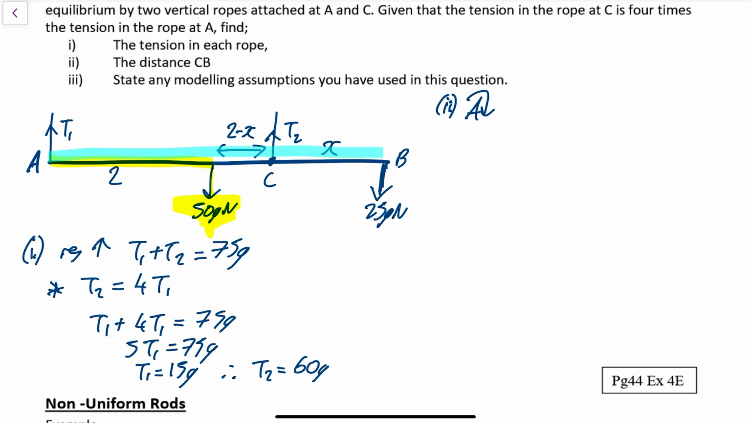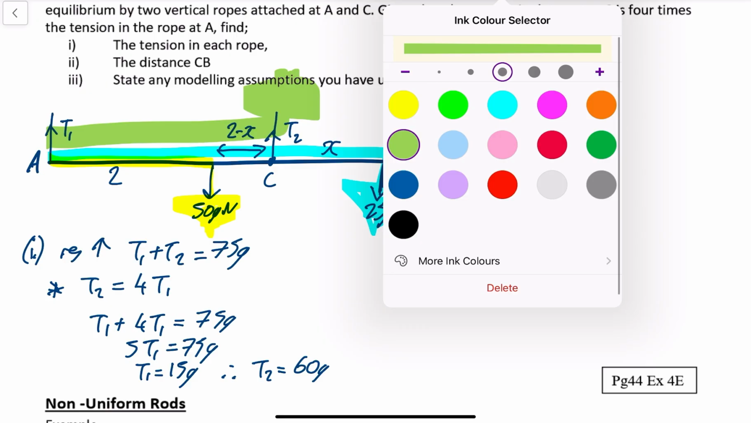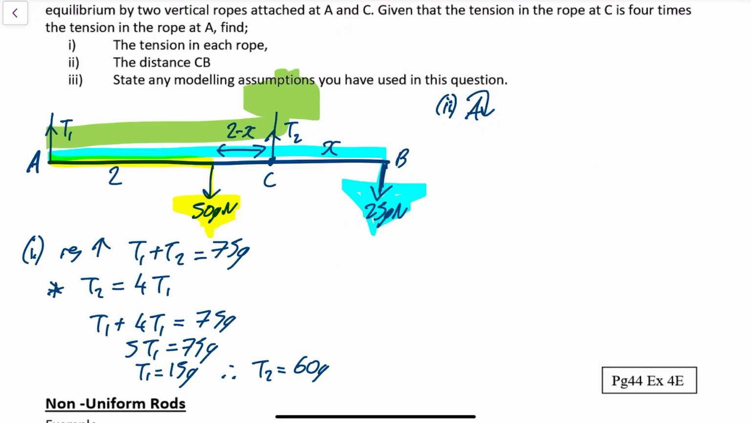I have another clockwise moment here, another clockwise force, another clockwise moment here. And then this one here is going to be our anti-clockwise one. Let me tidy up a wee bit. That's a bit of a mess. This one is going to be our anti-clockwise. Let's just do the anti-clockwise one again. It's going to be this one up here.